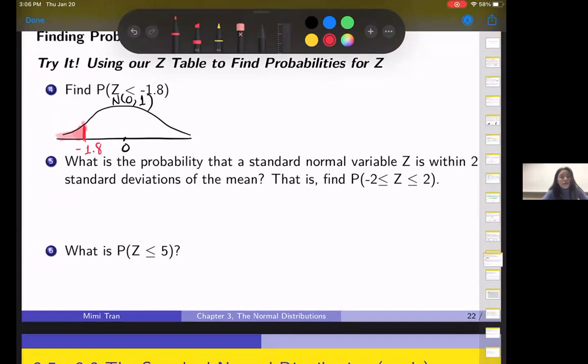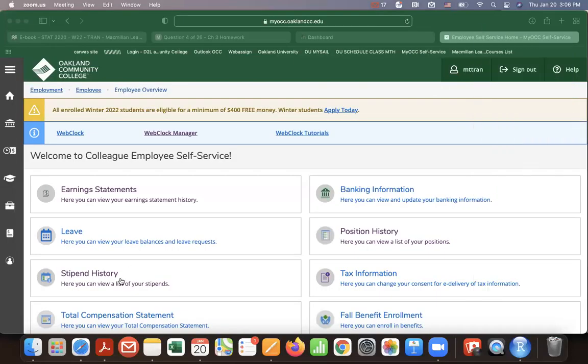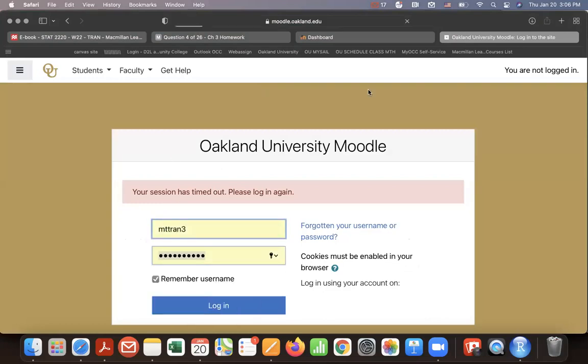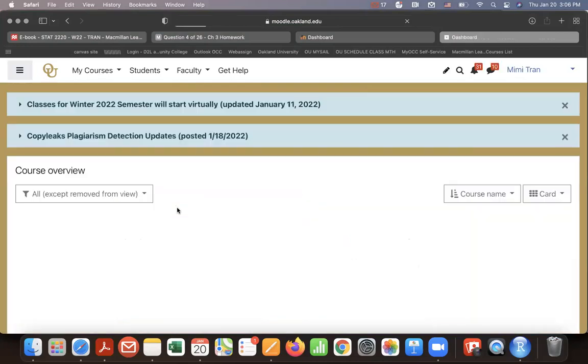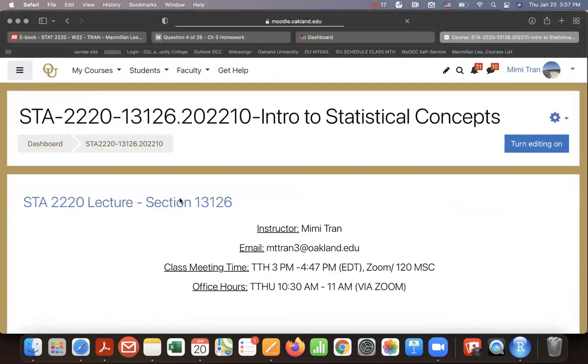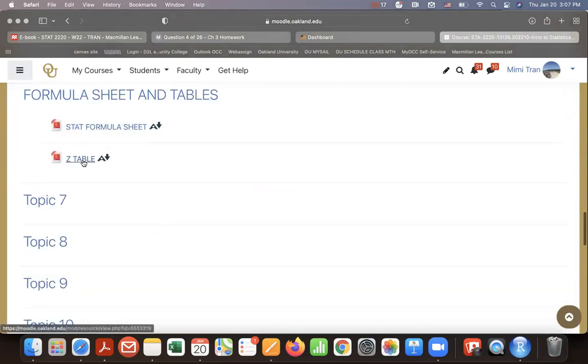I don't have the negative Z values on the slide, so you have to go to Moodle. Maybe I'll go there as well. I'm going to share screen here. Can you guys see my screen? Yep. Okay, all right, I believe it's all the way at the end. Right here, Z table.